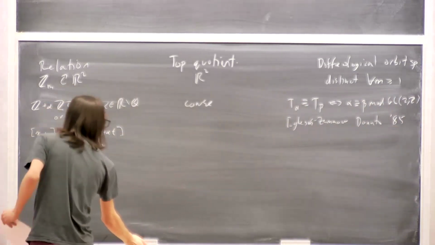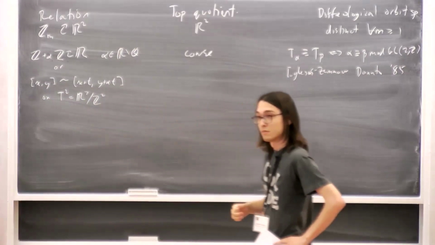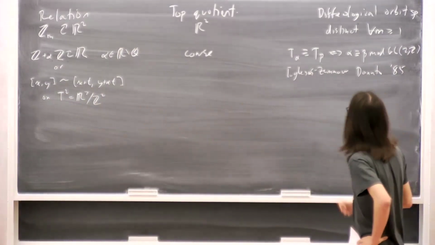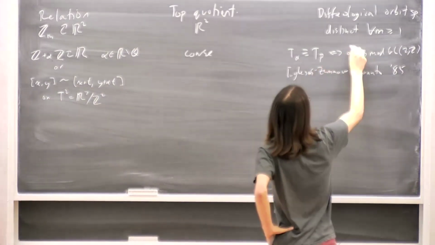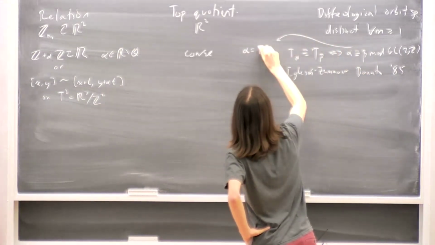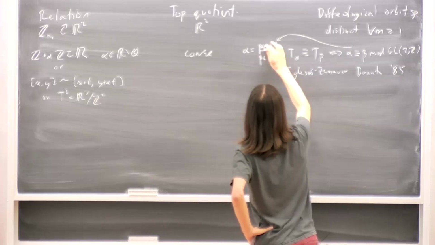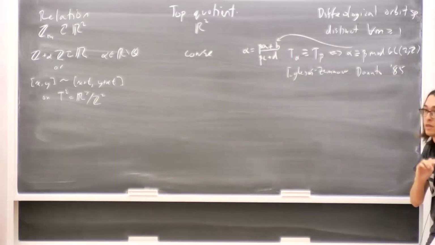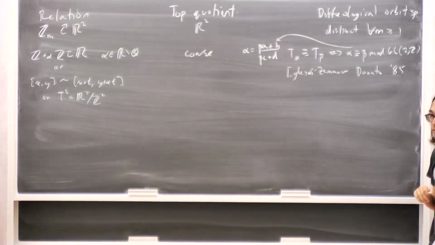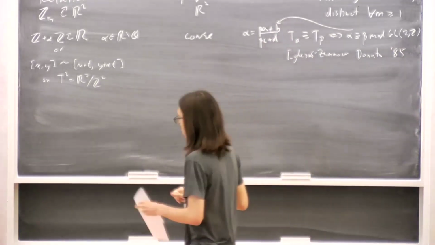And one more relation. Yeah. I don't understand what alpha congruent is. Right. So this here just means that alpha is equal to (beta A plus B) over (beta C plus D), and (A, B, C, D) is in GL2Z. Yeah. No problem. All right.